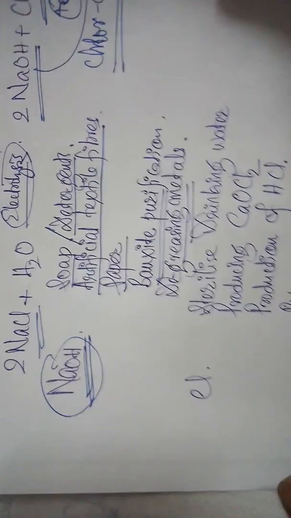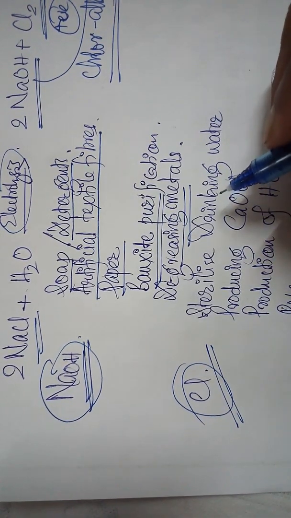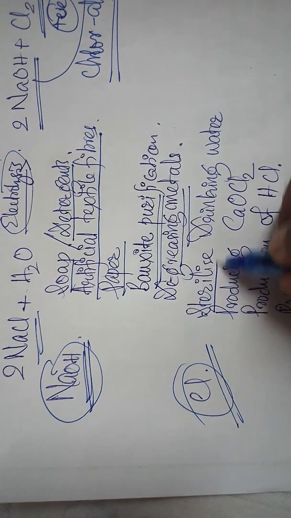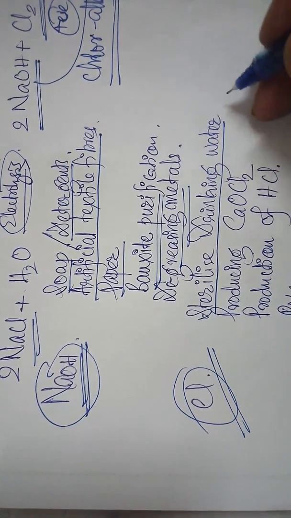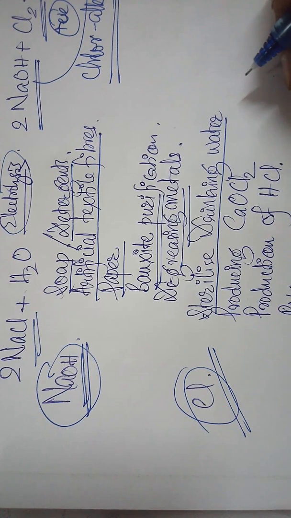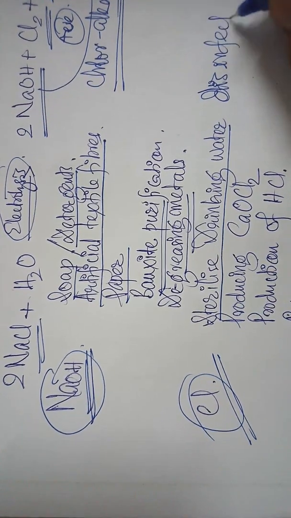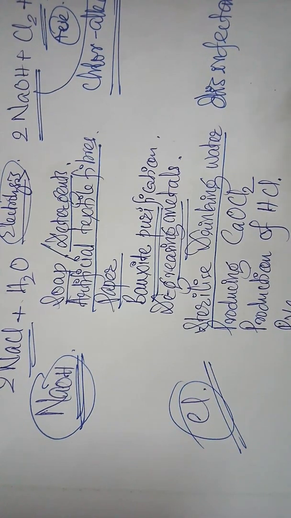Now let us discuss chlorine. Chlorine is used to sterilize the drinking water supply, or we can use it to purify swimming pools because it is a disinfectant. It kills germs like bacteria present in the water and makes it safe for drinking and other uses.